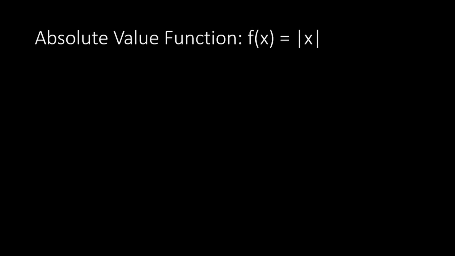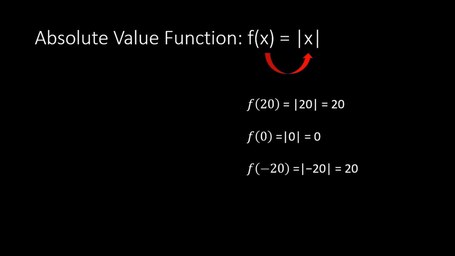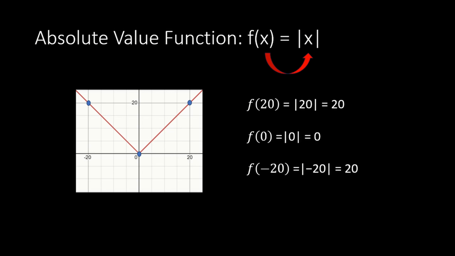Absolute value function. This is f(x) equals the absolute value of x. It takes the input and makes it positive. For example, inputting 20 gives 20. Inputting 0 gives 0. And inputting negative 20 gives 20. The graph looks like a V shape.